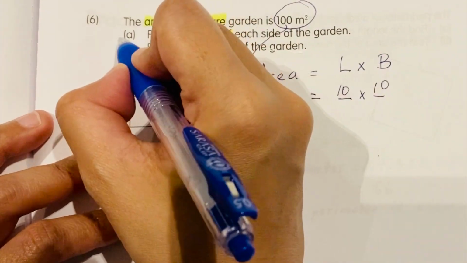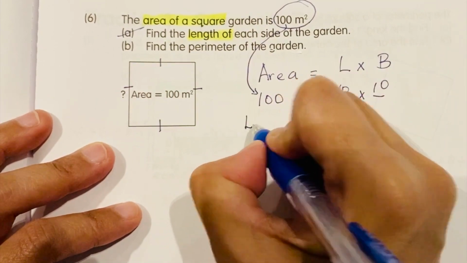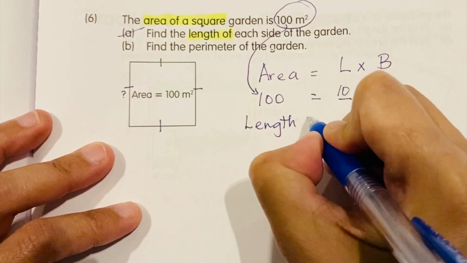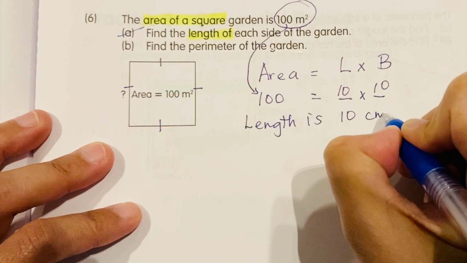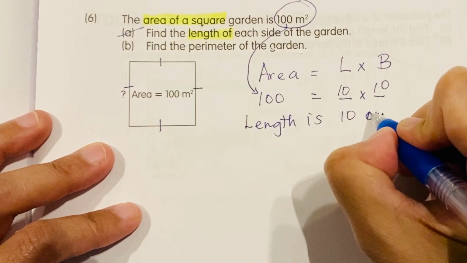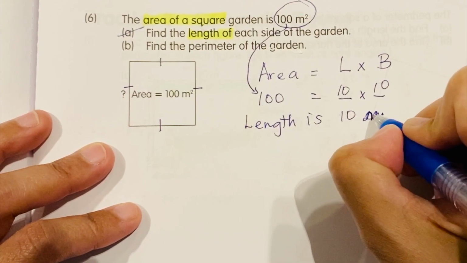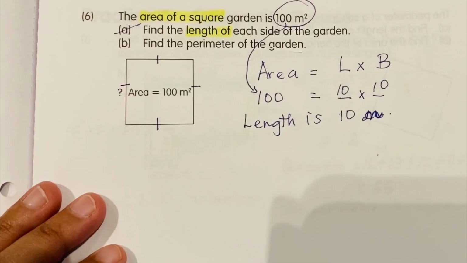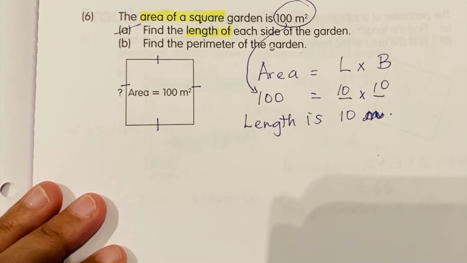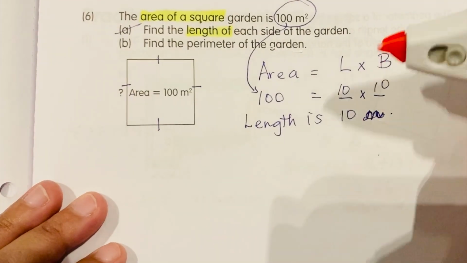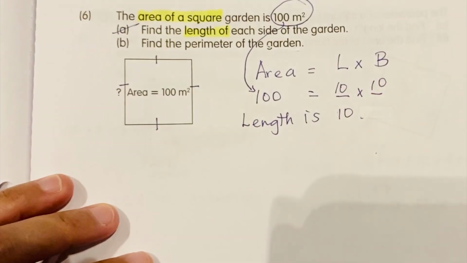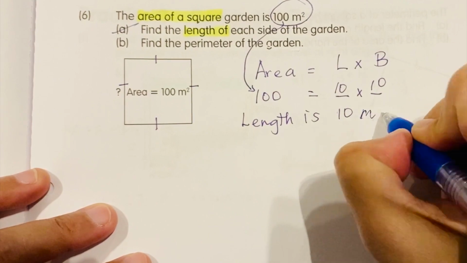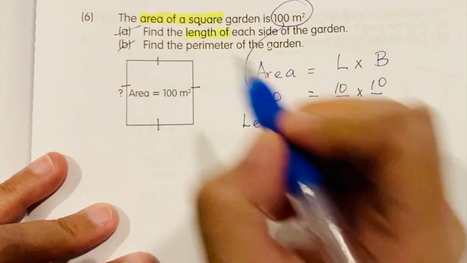So there you have it, you already found the length. Length is 10 meter. Okay? Alright, now I will erase this. This is meter, okay, class? Right, meter.